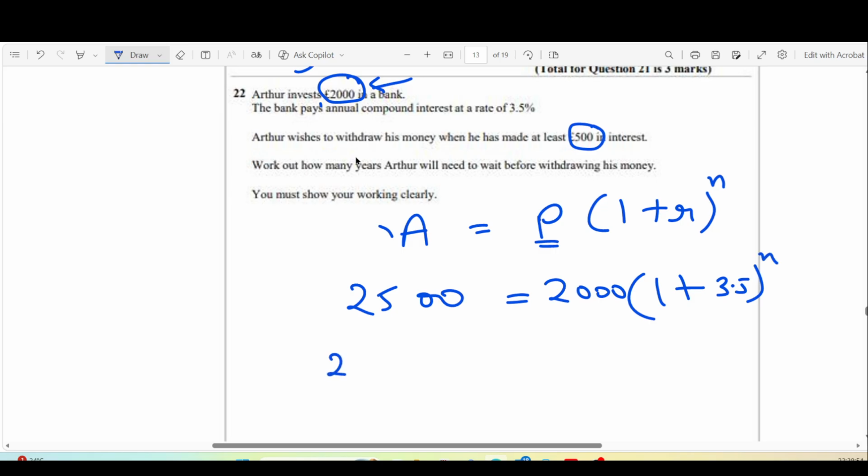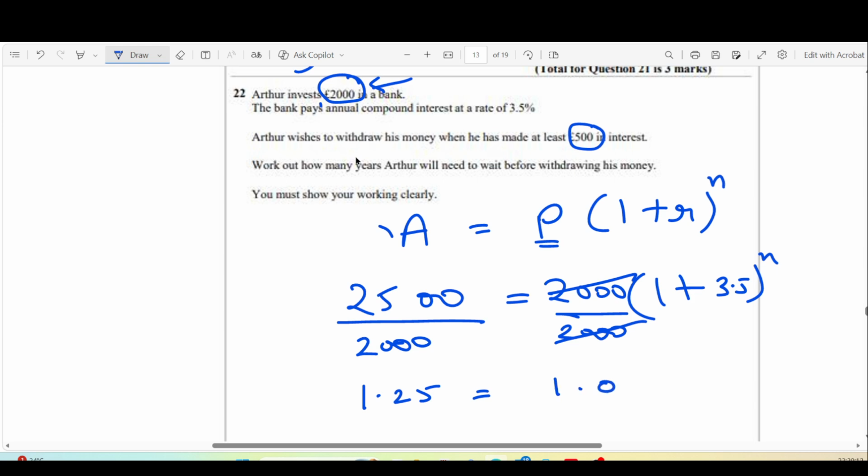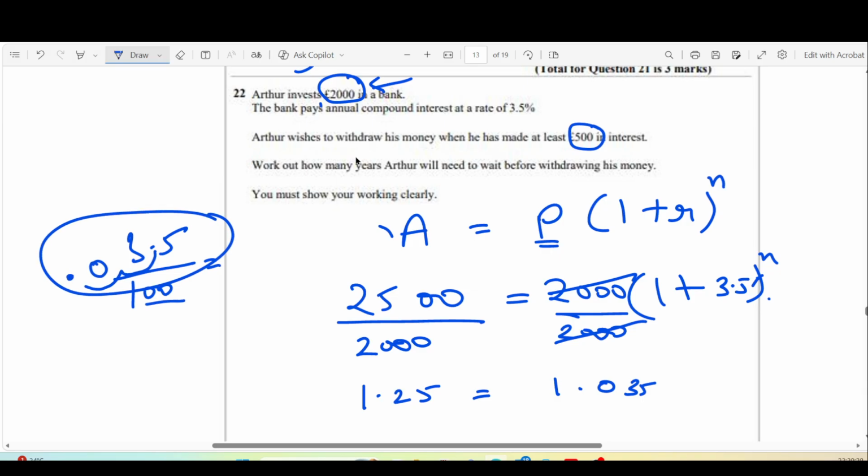So if we divide both sides by 2000, the 2000 and 2000 will cancel out, and on the other side I will get 1.25. And adding them, you will get 1.035, because this is 3.5%. So you need to divide it by 100 to convert it into a decimal. So move the decimal by 2 places, because there are two zeros. So you'll fill here and 0 will go here. So the answer is 0.035, and that's how you got this.